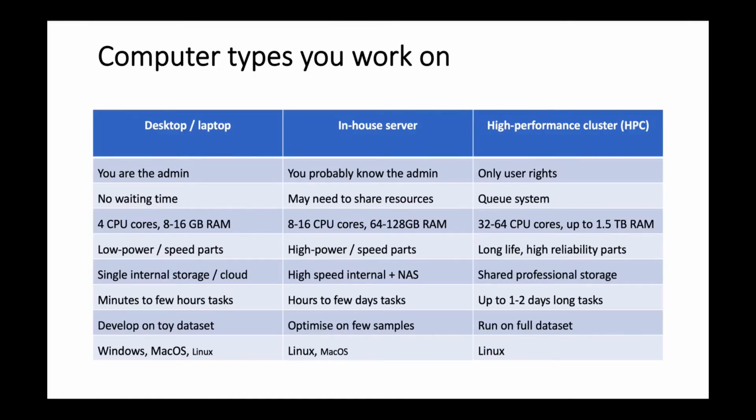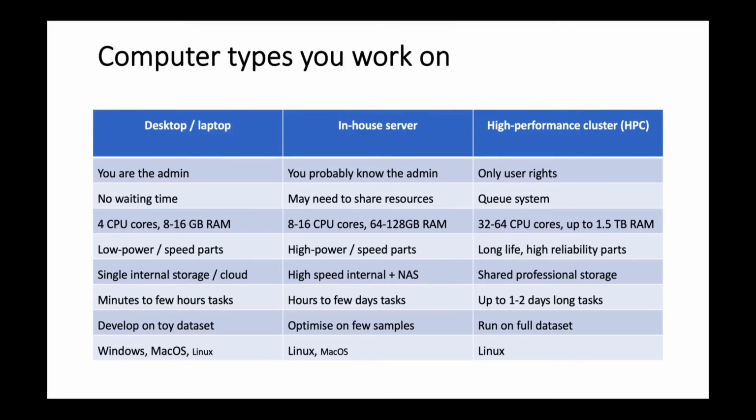So on the following slide I will compare the three main working environments you will meet when you are doing bioinformatics. The first column is of course your own working computer, which can be a desktop or mostly nowadays a laptop. The second one is an in-house server like we have in our Hammond building, which is usually a bit more powerful than your desktop. And the third one is a high-performance cluster, which is a centrally administered computer with a lot of computational power and very reliable computer parts.